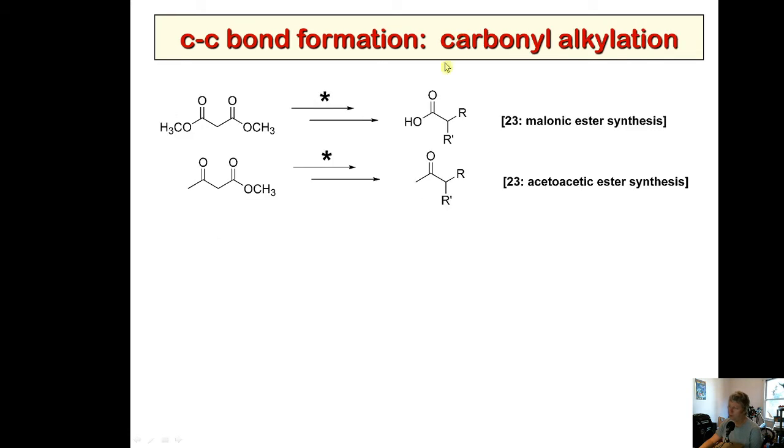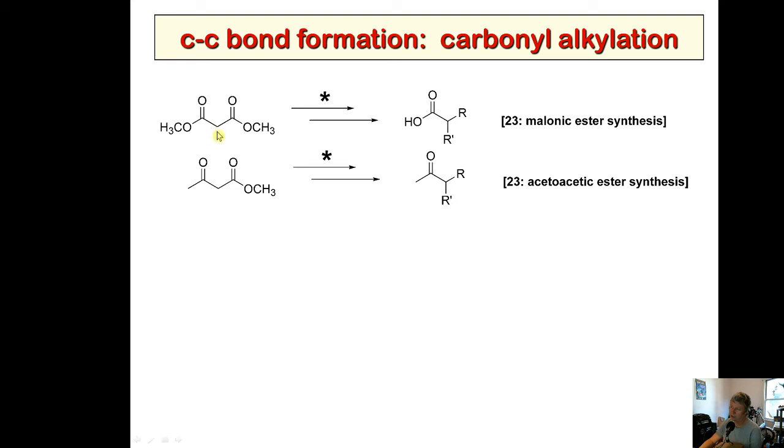And then we also learned carbonyl alkylation reactions, a couple of them. These were kind of recent ones, and we call them well-behaved carbonyl alkylation reactions: the malonic ester synthesis and the acetoacetic ester synthesis. In the malonic ester synthesis, you start with a malonic ester, which is called dimethyl malonate.